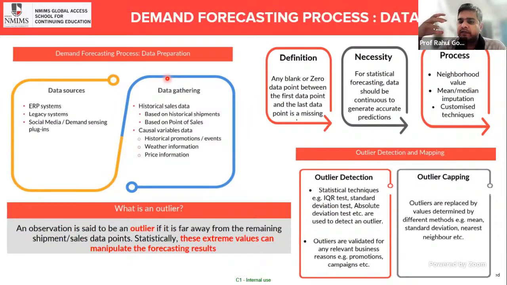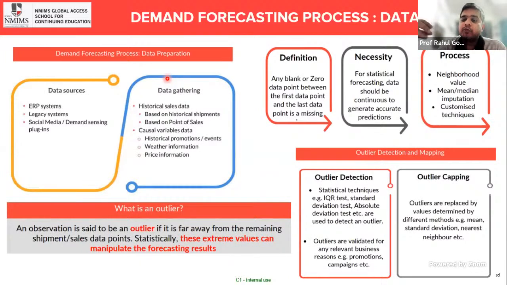Now, where will all of this data come from? Master data, which could be material master or customer master, could be coming from SAP or from your core transactional system. Your sales data could be coming from SAP or any other ERP system.